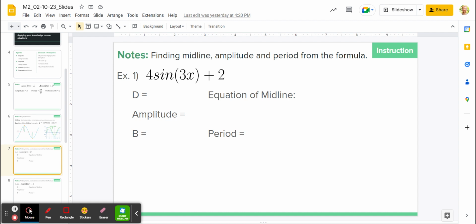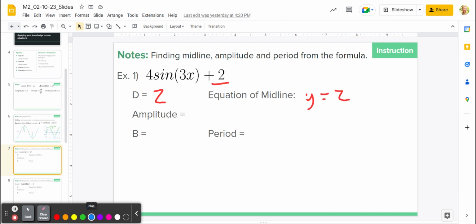So we're going to build off the skill we had yesterday of finding these features from formulas. We'll have some good practice doing amplitude and period again, but we're going to add in the vertical shift and midline now. So the first thing we want to do is we have this example one. Let's rewrite it on our sheet. We have 4 sine 3x plus 2. We're going to again utilize structure. So if we're trying to find what d is equal to, that is simply this 2 at the end here. And the equation of the midline is just telling us, if I were to draw a line on my graph that demonstrates that vertical shift, that line of symmetry, it's going to be at y equals 2.